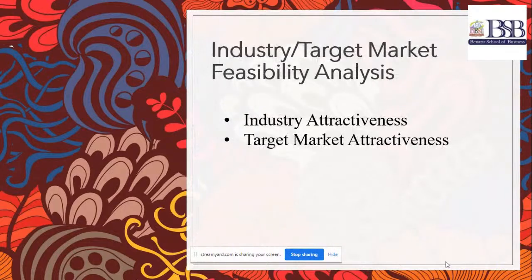Now comes the second part. Industry or target market feasibility plan. Again, this industry, target market plan has two different components. This plan actually assesses the overall attractiveness or the overall appeal of the product in the industry. Kitna appeal kar raha hai logon ko, industry ko.